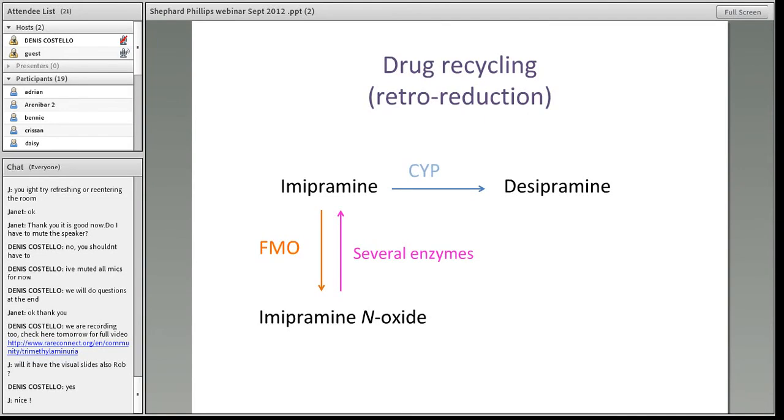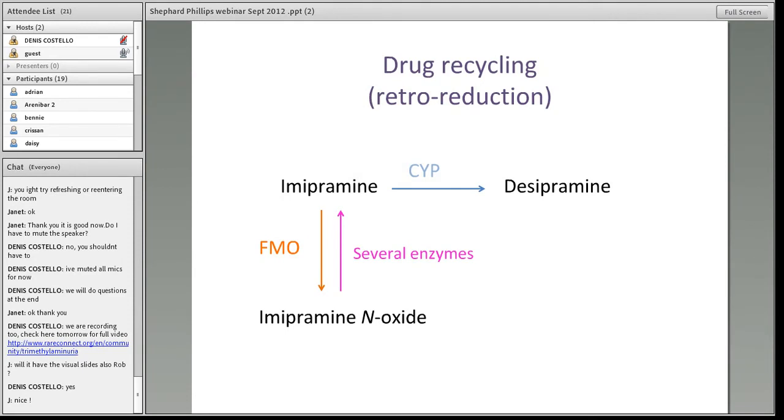So the story gets even more complicated when we think about FMOs and their drug metabolism and cytochromes P450, and we can have something that we call drug recycling. In technical terms, we call this retroreduction. So here we have imipramine going to desipramine through the action of cytochromes P450, and imipramine going to imipramine N-oxide by the action of FMO. But the body always does curious things, which always complicates things. There are several enzymes that, when imipramine N-oxide has been produced, turn around and take the oxygen off the imipramine N-oxide to produce imipramine. You can see the arrows are going both ways. Imipramine to imipramine N-oxide, and imipramine N-oxide back to imipramine.